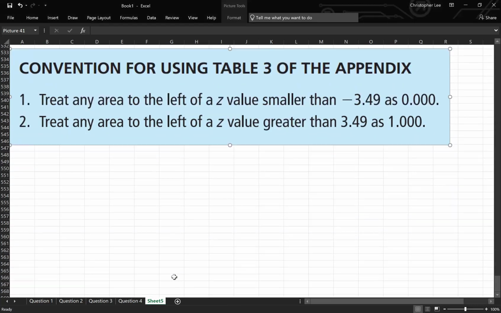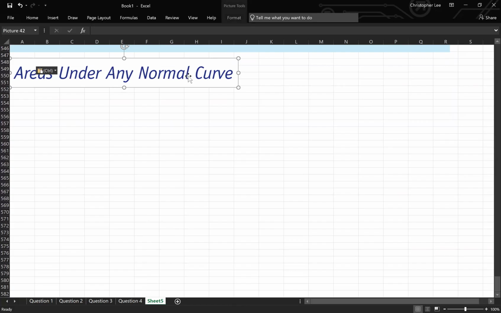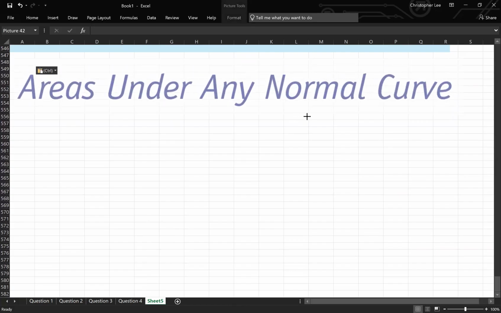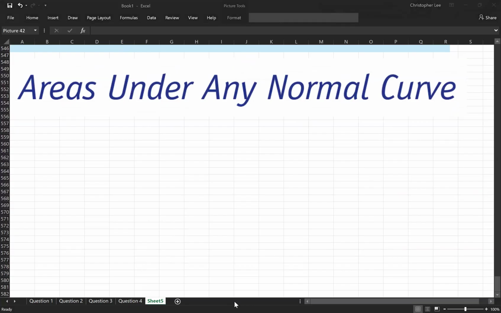All right. Now let's get to what I really want to talk about. I want to talk about the area under any normal curve. This is now your real question that you're going to be asked. The area under any normal curve.